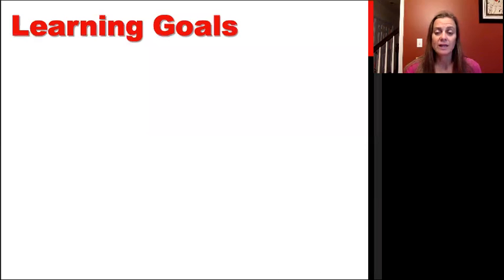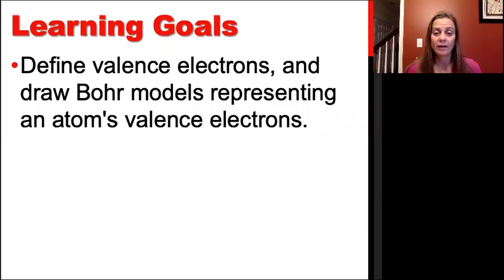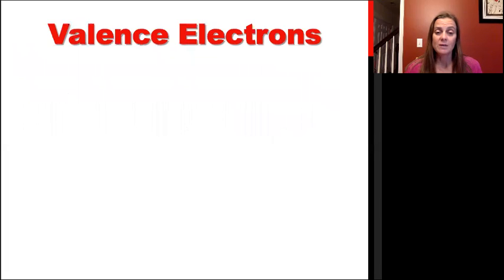So, our goals for today are going to be to define what we mean by the term valence electron, to be able to draw Bohr models representing all the electrons and specifically the valence electrons in an atom, and then to be able to use that information in order to predict what charge of ion an element is going to form. So let's begin by defining valence electrons.